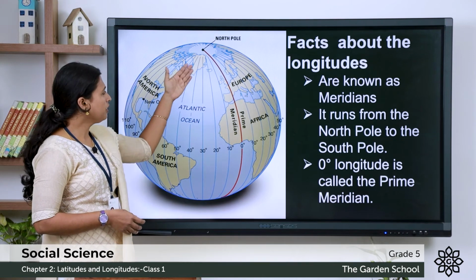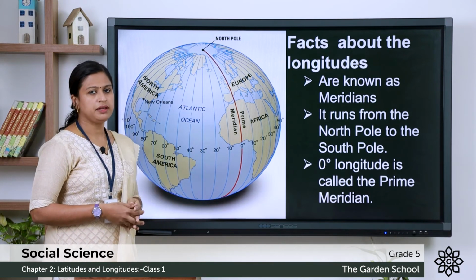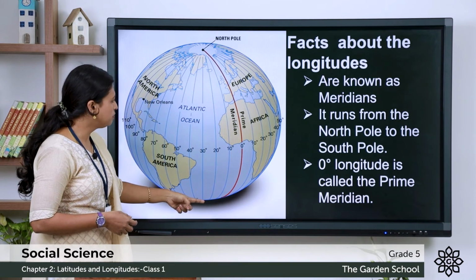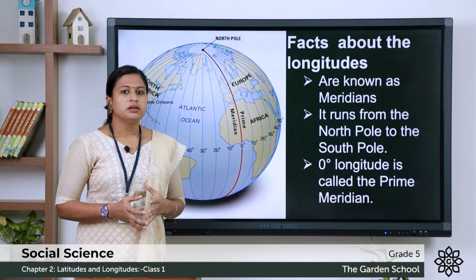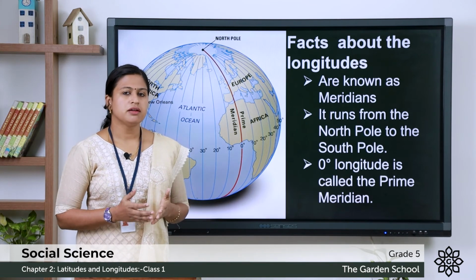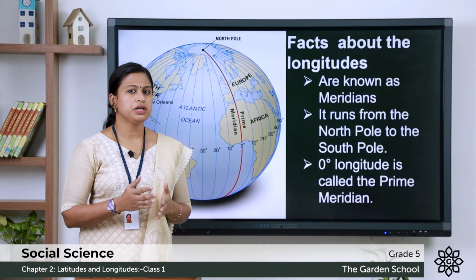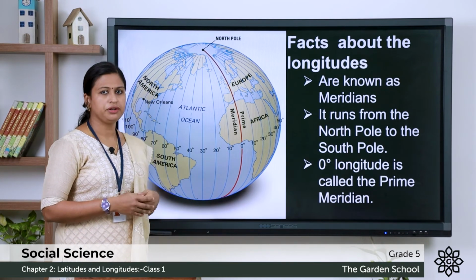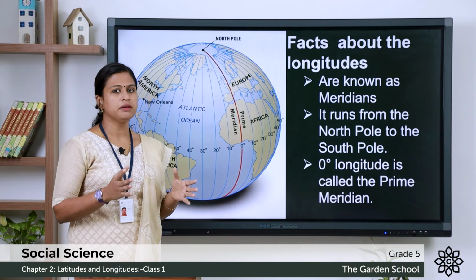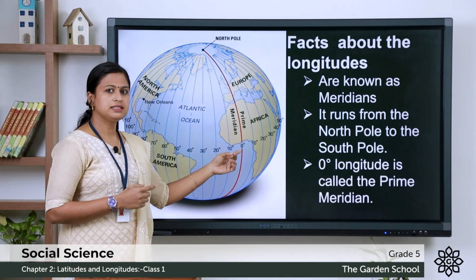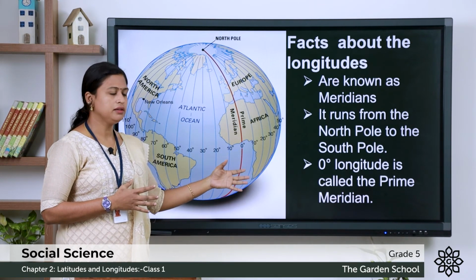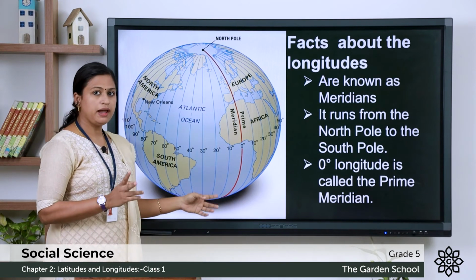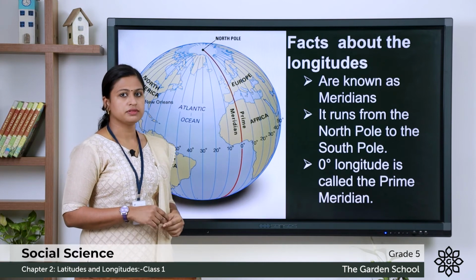Here, the longitudes are also known as meridians. They run from the North Pole to the South Pole. The longitude that crosses the Royal Observatory at Greenwich in England is considered as the 0 degree longitude. It is also known as the prime meridian. This is the starting point of calculating the longitudes. This prime meridian divides the Earth into two equal halves.